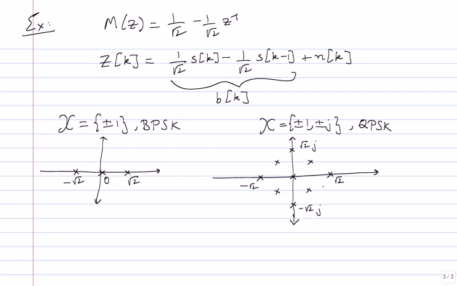So those are my points. How many points do I have? About 9 points, am I right? And that's where they occur. Each of these squares will be 1 by root 2 times plus or minus 1 plus or minus j. So those are the 4 points.